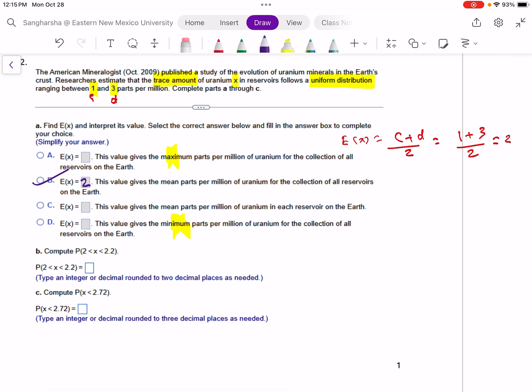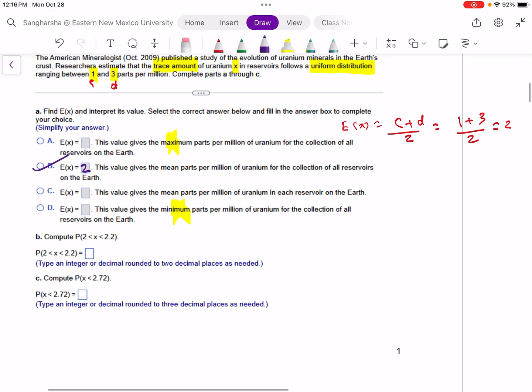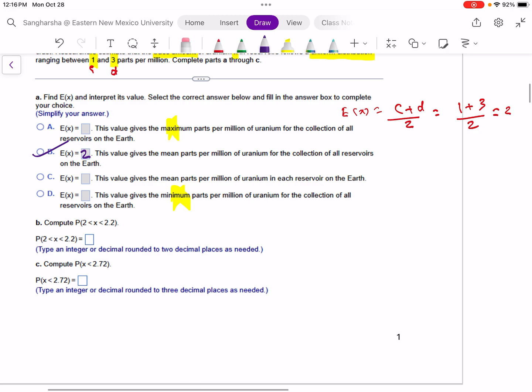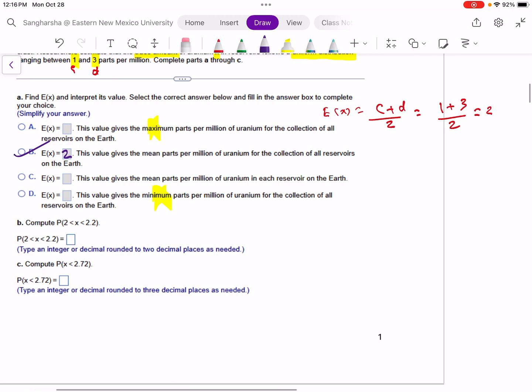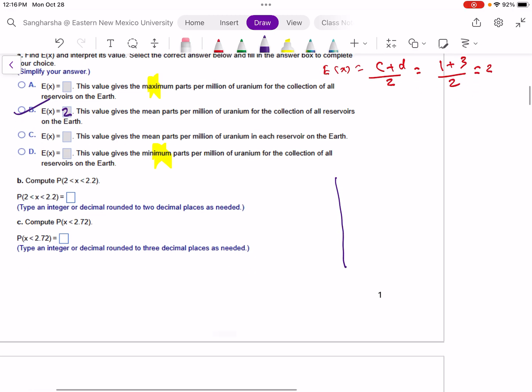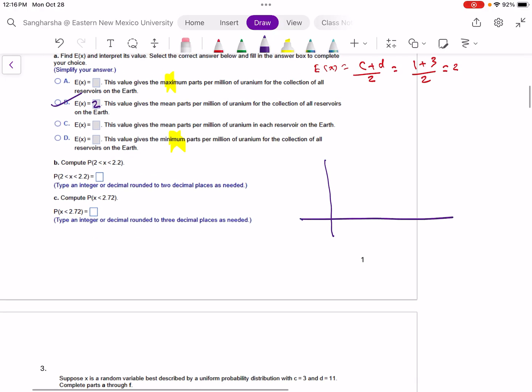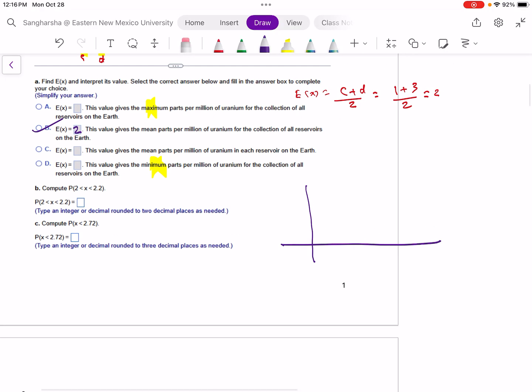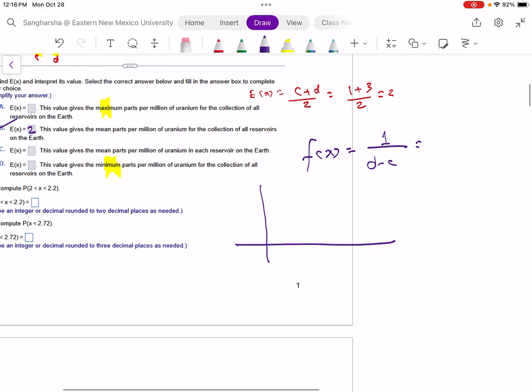And the formula for the expected value will be provided to you, okay? Here the key is uniform distribution, and once you have the uniform distribution, you can use the formula. Okay, next we are asked to find the probability. So let's draw a graph here. To draw the graph, we need a function. So let's find the function. What is the formula to find the function? It is 1 over d minus c. So we have D is 3 minus c is 1. So it is 1 over 2.